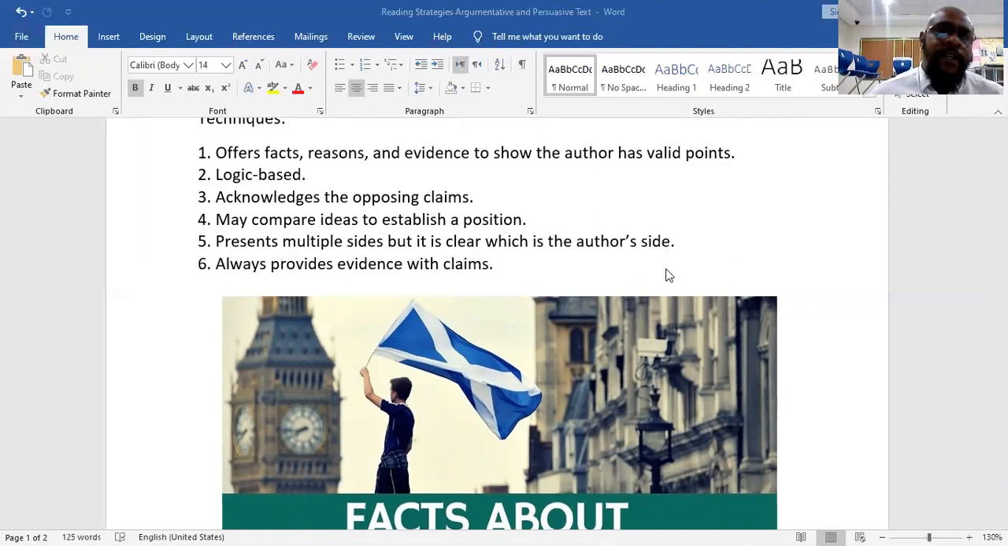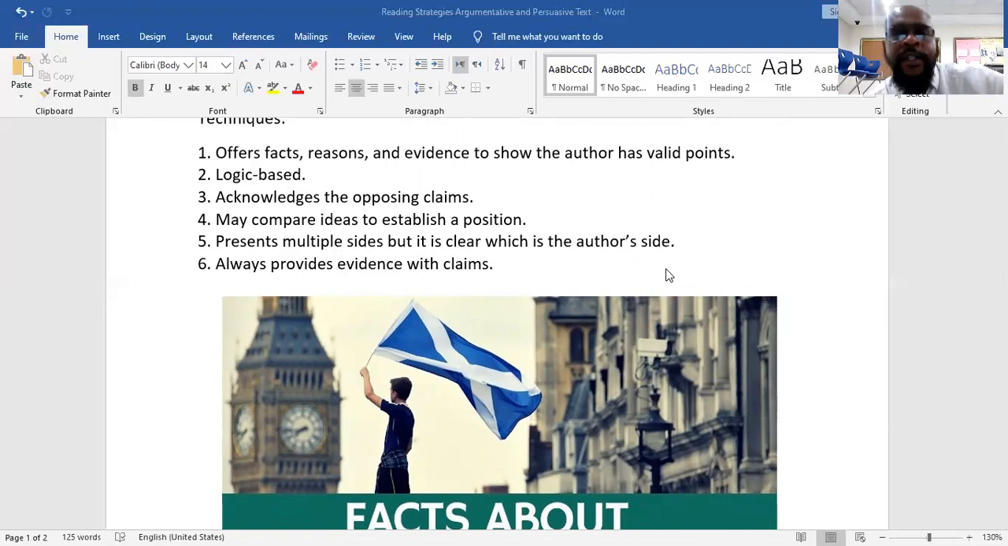So like I said in the previous point, you have your point of view and you have your position, right? But in your writing, you can make it clear that there are other ideas out there, or people have tried different things and have had different results, but this is the point where you stand and this is your point of view. And number 6, the last one, it provides evidence with claims, right?